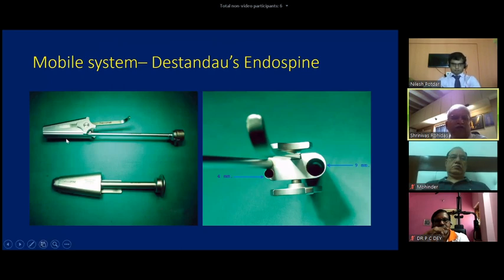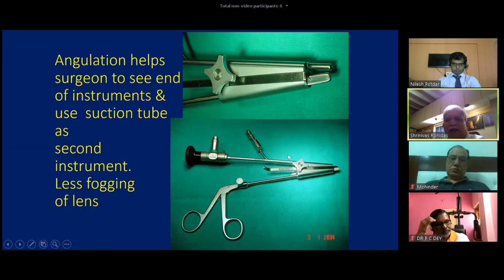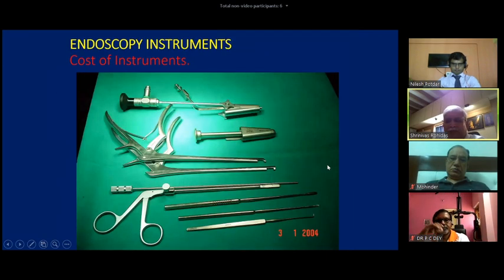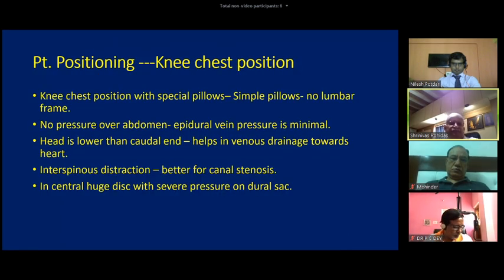Now this is the outer tube, this is the inner tube, this is the channel for the endoscope, this is the channel for suction, which are 4 mm, this is the channel for the working instrument. This was the old instrument used in 2002. This is the angle between the endoscope and the instrument, which remains constant. Very few instruments.